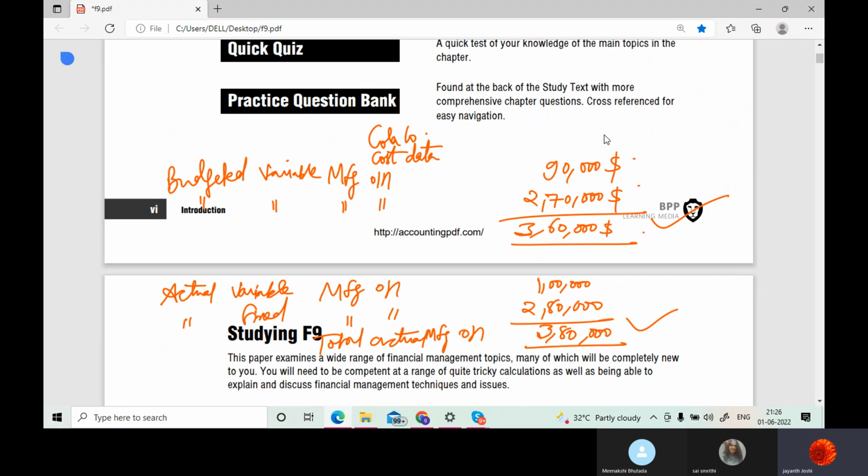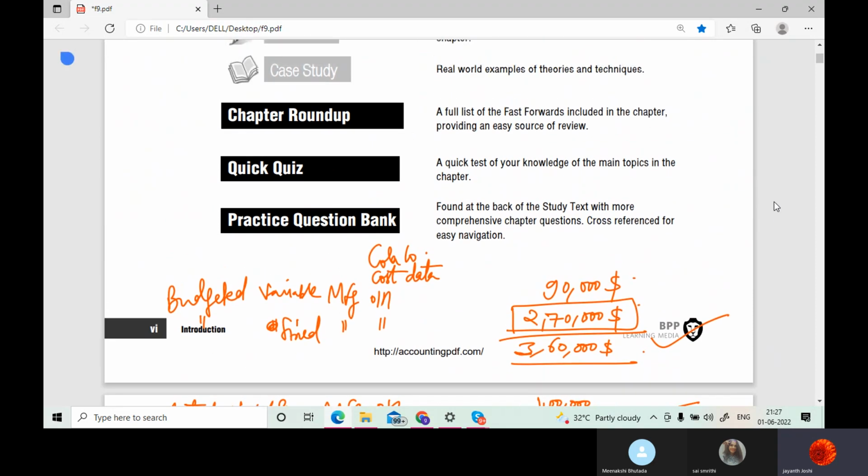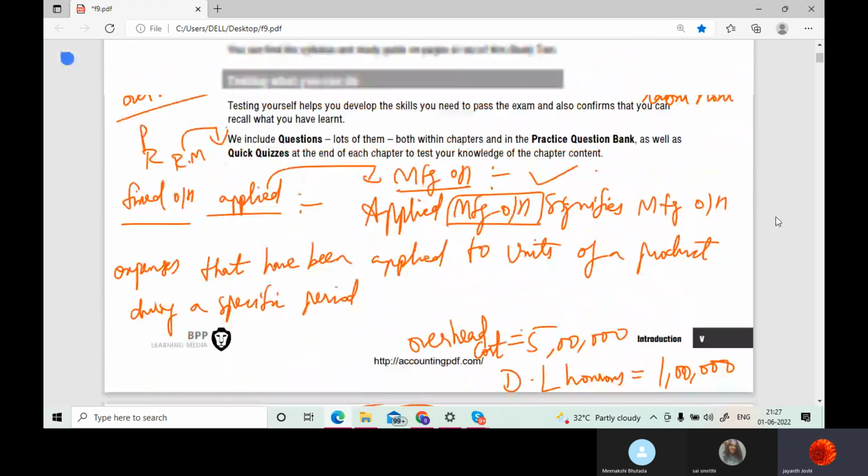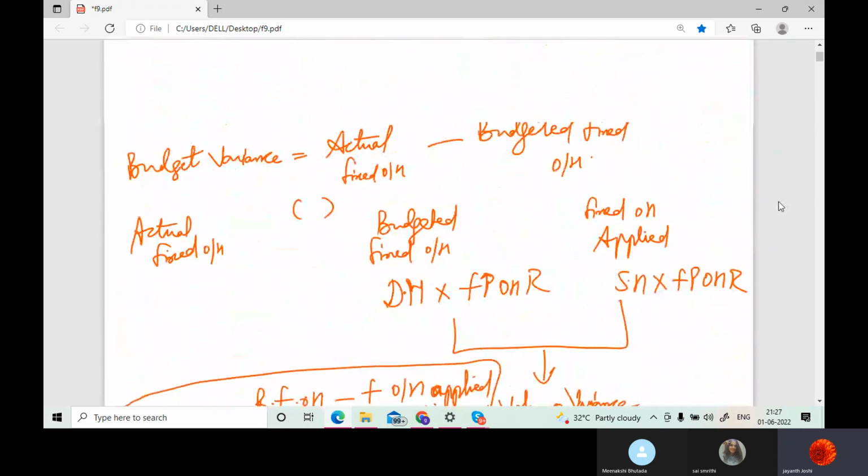So as per our chart, what is the actual fixed manufacturing overhead? 2,80,000, correct? What is the budgeted? Sorry, this is not variable, this is fixed. What is the budgeted fixed manufacturing overhead? 2,70,000. What is the budget variance? 10,000. Okay. So in the chart, I am putting these figures. So 2,80,000 is the actual fixed manufacturing overhead, and this is the budgeted one. So I'll put in the chart. One variance is done.